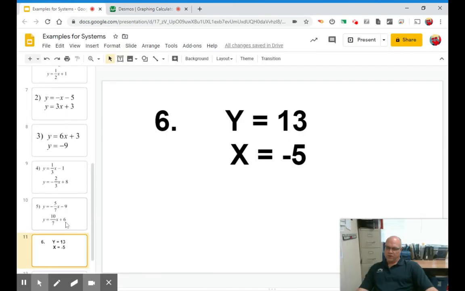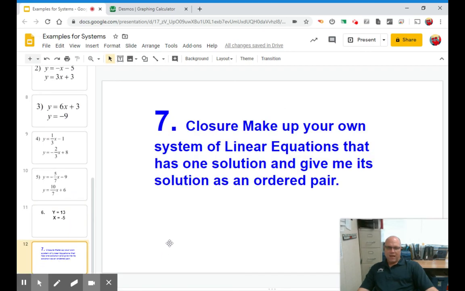All right, let's do some closure here. Your closure question: I would like you to make up your own system of linear equations that has one solution. I want you to give me those equations, and I would like you to give me the solution, the ordered pair, for the system that you make up. Let's get creative here. Why don't you do one in slope-intercept form, and the other one either in point-slope form or standard form? Surprise me. That's your closure, and that wraps up today's lesson.